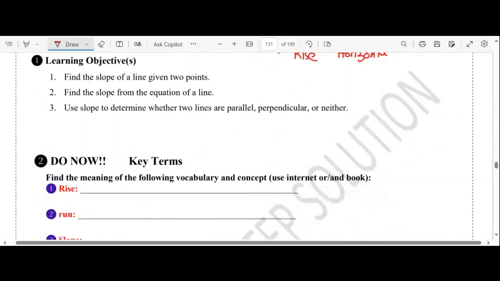Now, let's look at the learning objectives. Find the slope of a line given 2 points. So he gives you 2 points and he asks for the slope. Find the slope from the equation of the line. So he gives you an equation, he asks for the slope. Use the slope to determine whether the 2 lines are parallel, perpendicular, or neither.